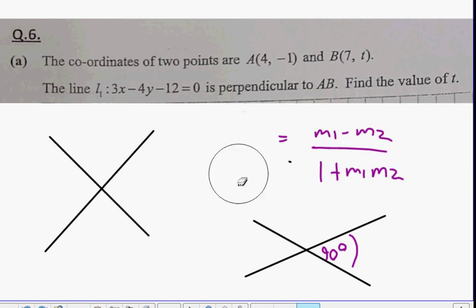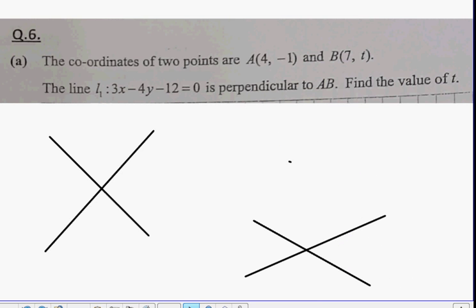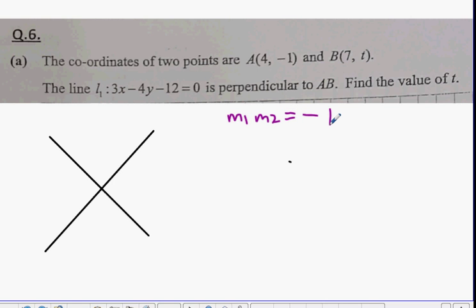Okay, so we also have another method that we would have learnt back in the day. What was the other method? When you have two lines that are perpendicular, what happens when you multiply their slopes by each other? You get -1, don't you? Now, what's the slope of this line here? 4y equals 3x minus 12, agreed? True. y equals 3 over 4 x minus 3. Using y equals mx plus c, what's the slope? The slope is 3 over 4.